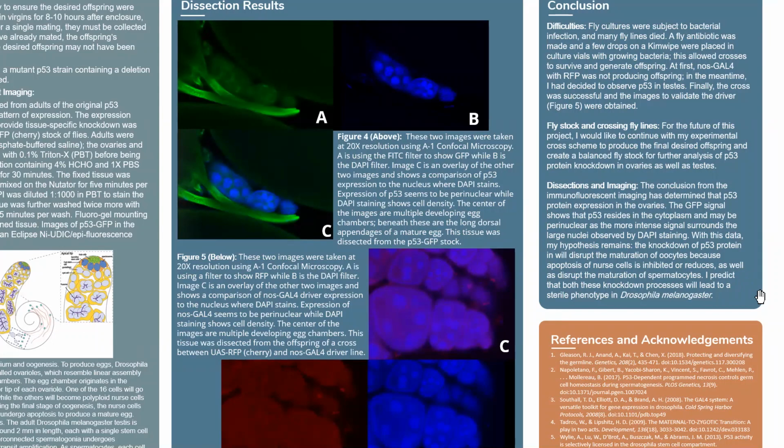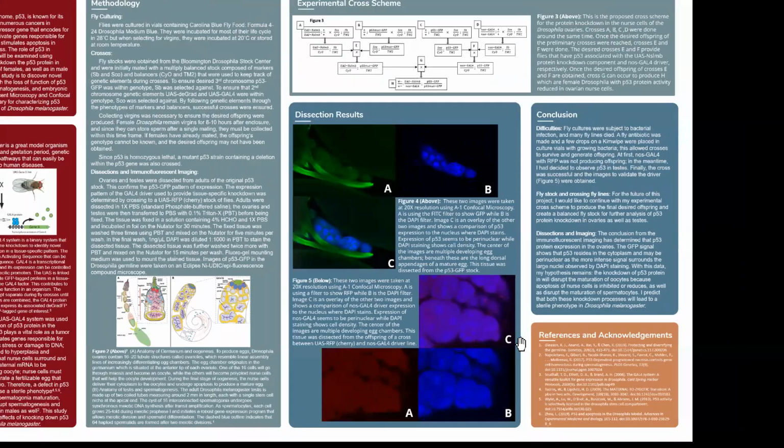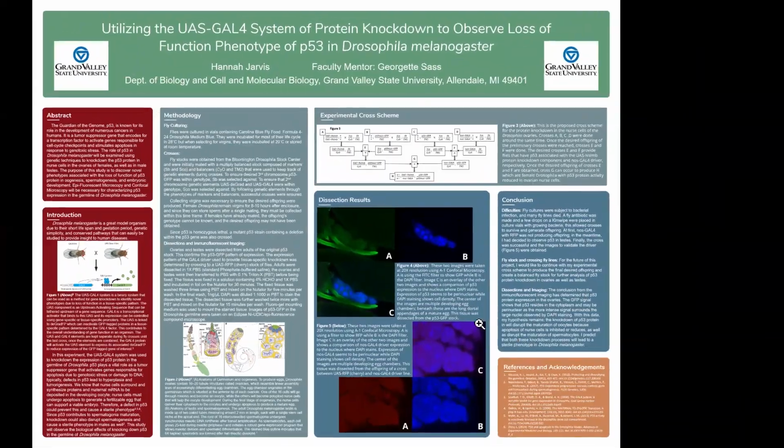So with this data, my hypothesis remains that the knockdown of P53 protein will disrupt the maturation of oocytes because apoptosis of nurse cells will be inhibited or reduced, as well as the disruption of the maturation of spermatocytes. So I predict that both of these knockdown processes will lead to a sterile phenotype in both males and females of Drosophila melanogaster.